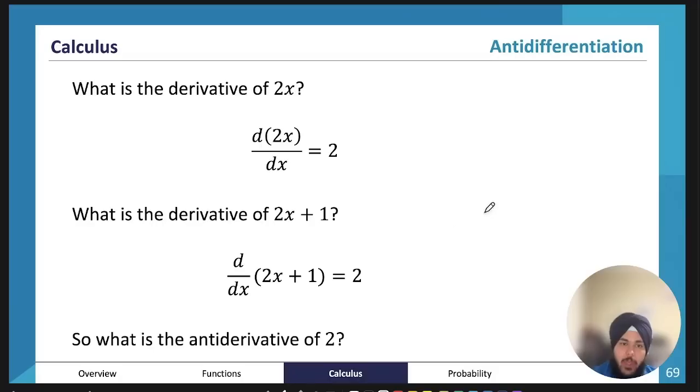Okay, so what is the derivative of 2x? The derivative of 2x is equal to 2, right? But what is the derivative of 2x plus 1? It is also equal to 2. So these two are both the same, although we have different constants. For this one, it's plus 0. This one, it's plus 1. So this is essentially the reason why we need to add plus c at the end every time we antiderive.